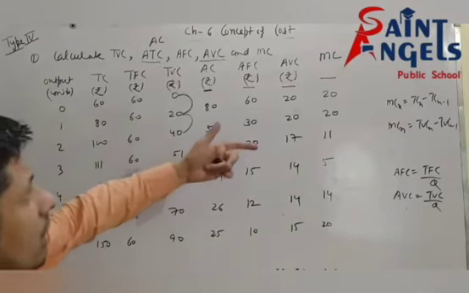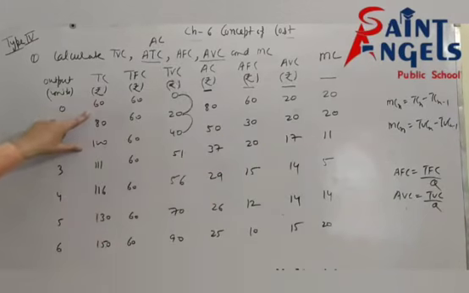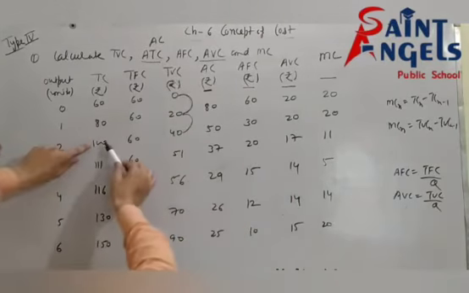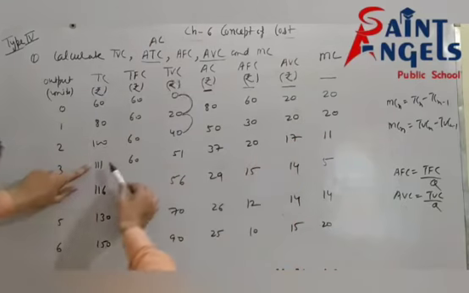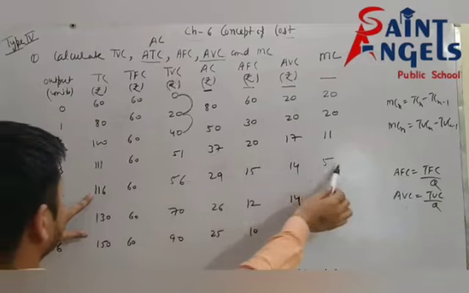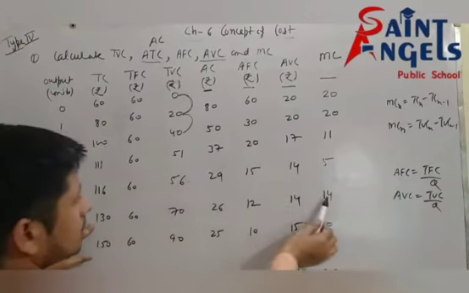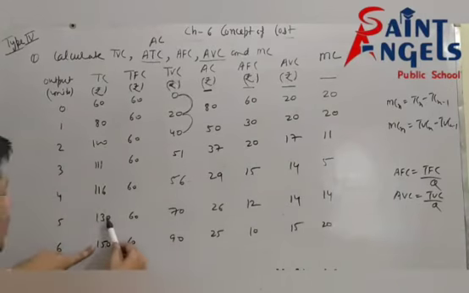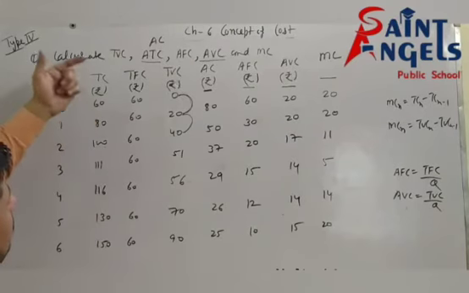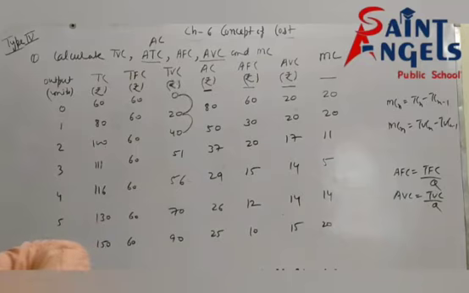See, you can also calculate MC with the help of TC. First will be dash. Second minus first, 20. Second minus first, 20. Second minus first, 11. Second minus first, 5. Second minus first, 14. Second minus first, 20. Means value of MC will remain same. Either you can calculate with the help of TC or TVC. So please pause the video and note down this.